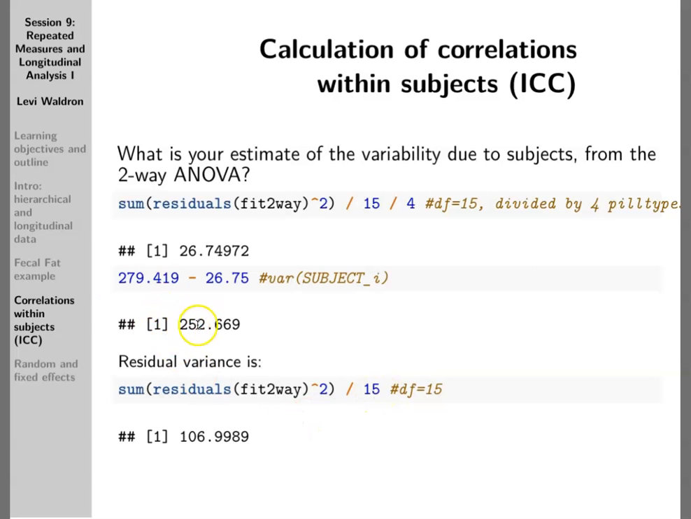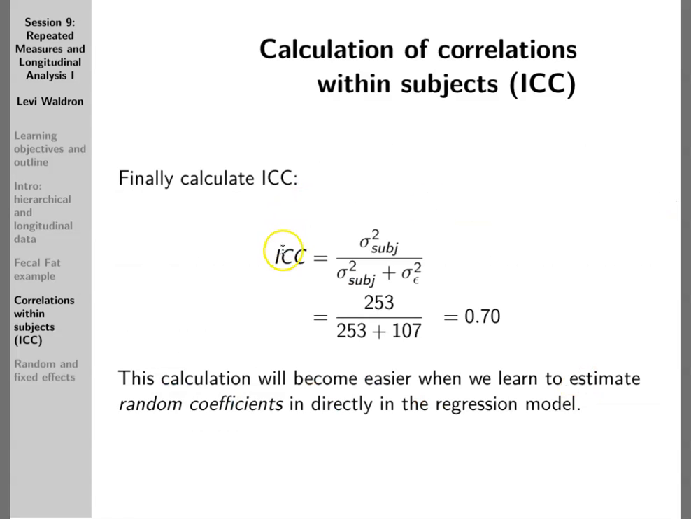So we have these two values, 252 and 106. And we can plug this into that ICC calculation. So that 253 was the slightly corrected subject variance, and the 107 was the residual variance. It gives us an ICC of 0.7. So this is the do-it-yourself way.